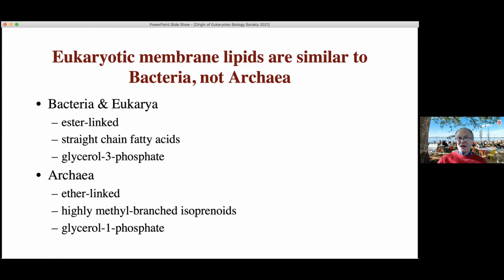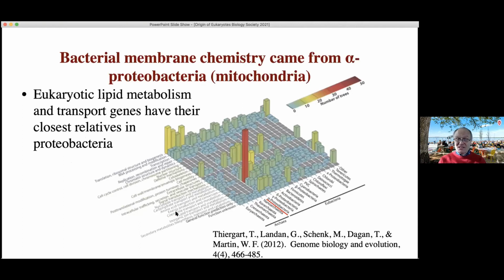So the question then is, given the phylogenetic tree, how do we explain the fact that archaea, which, if you know the term, are a paraphyletic group, could have one situation while bacteria and eukarya have the other condition? And the answer is pretty clearly that the membrane chemistry of eukaryotes was provided to them by the mitochondria. This complicated chart just shows which bacterial groups or archaeal groups have the closest relatives of key classes of genes in eukaryotes.